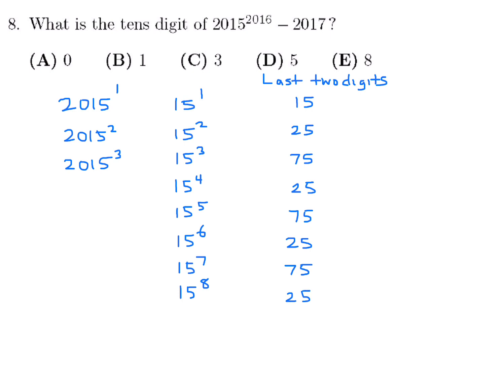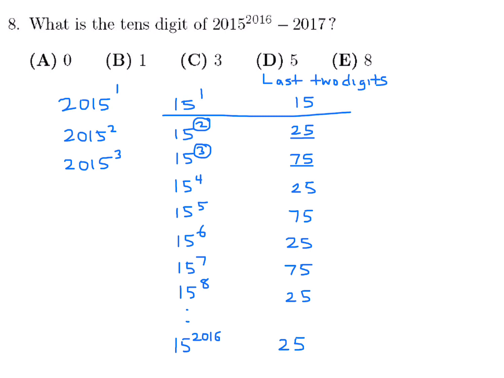So you definitely see a pattern, right? Except for the first one, there's a pattern: 25, 75, 25, 75, and so on. And I guess the pattern is that when the exponent is even, it's a 25. When the exponent is odd, it's a 75. I think that is the pattern. So what I'm interested in is 15 to the power of 2016. Well, 2016 is even, so therefore the last two digits must be 25.